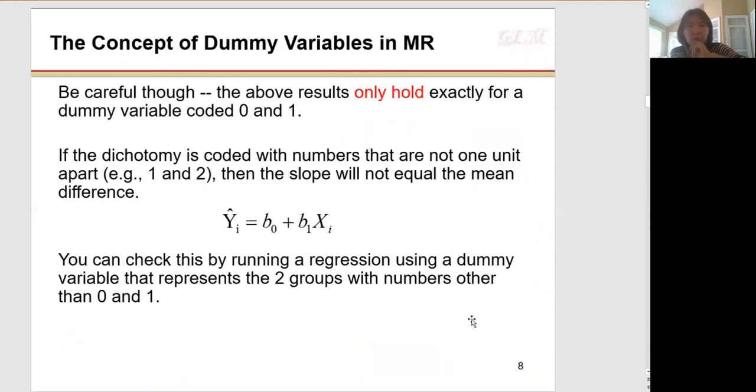Be careful though, the above result only holds exactly for a dummy variable coded with 0 and 1. If the dichotomy is coded with numbers that are not 1 unit apart, then the slope will not equal the mean difference. You can check this by running regression using a dummy variable that represents two groups with numbers other than 0 and 1. So we don't need to do it because we already know the convenience of the reference group coded 0.